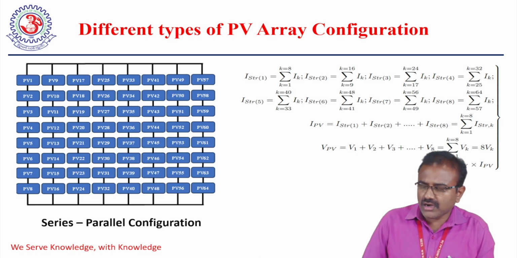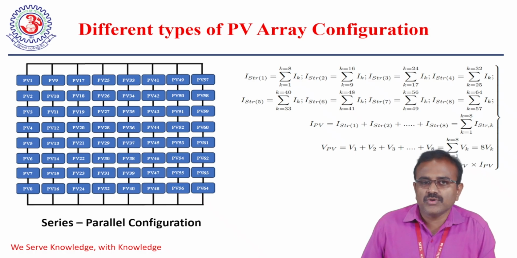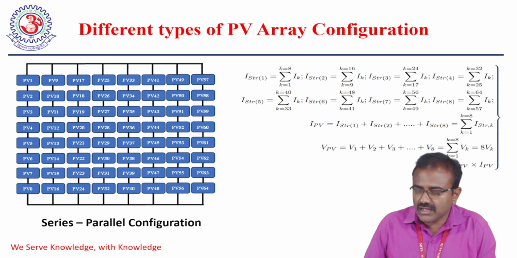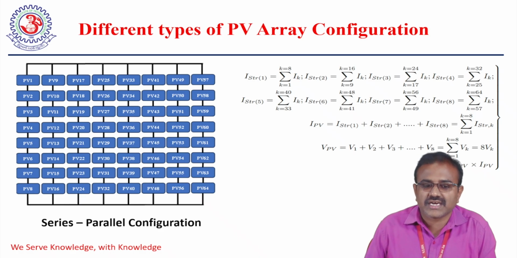So the series parallel configuration, as you can see, is the very simplest way for the solar PV configuration method. It is helpful for reducing the power loss because of partial shading conditions. When speaking about the structure, each module is first connected in series, which forms strings, and then the strings are connected in parallel.